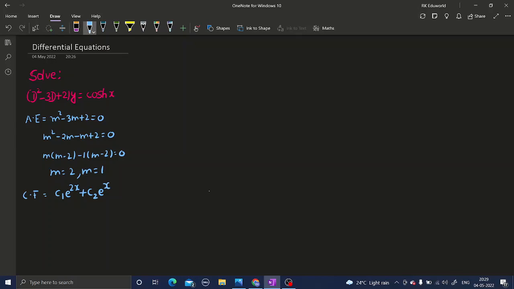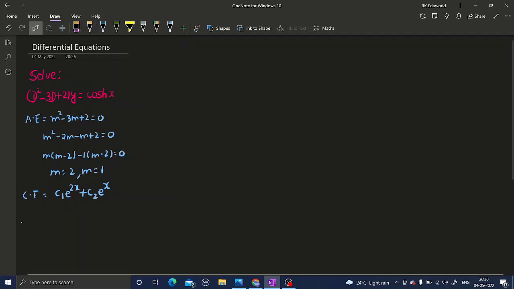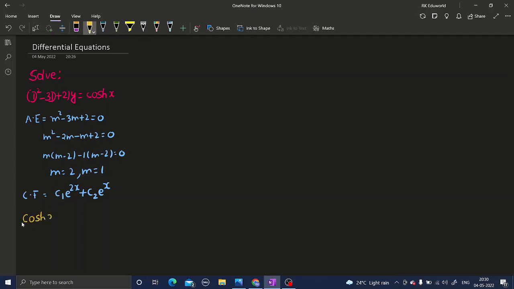Coming to the particular integral, for that there is a small concept that we can write hyperbolic cos of x as e power x plus e power minus x divided by 2.